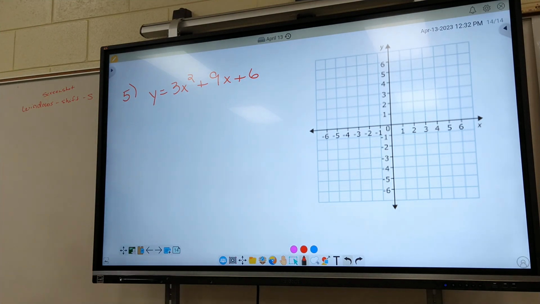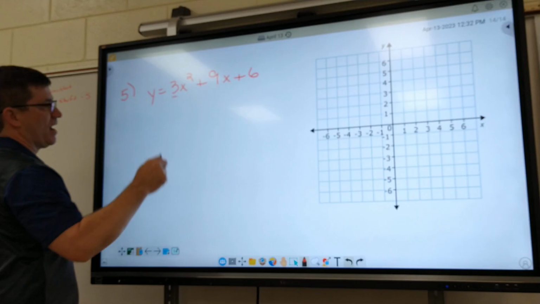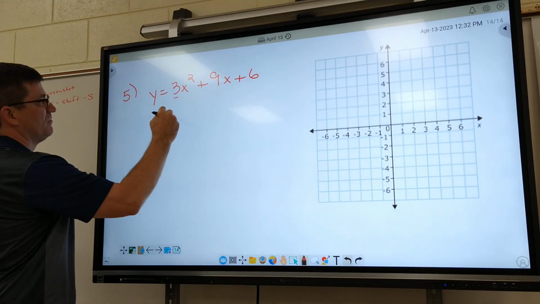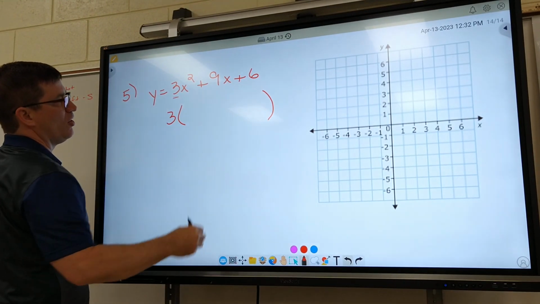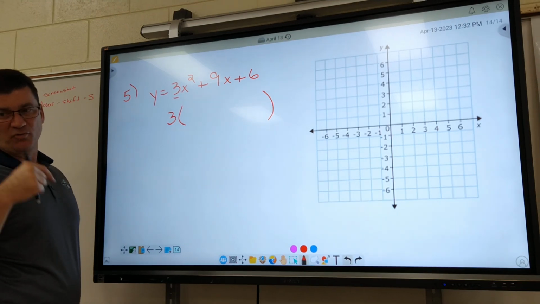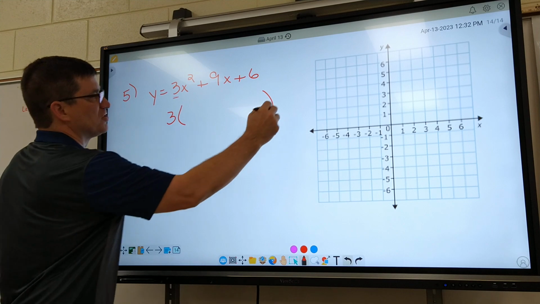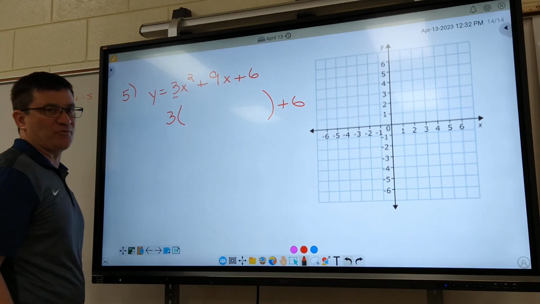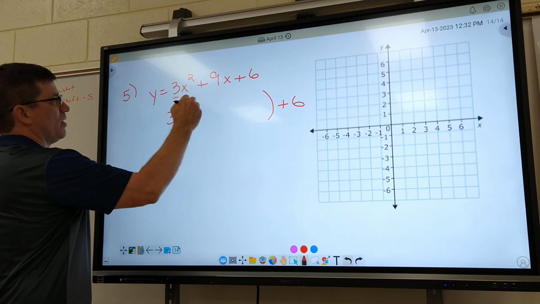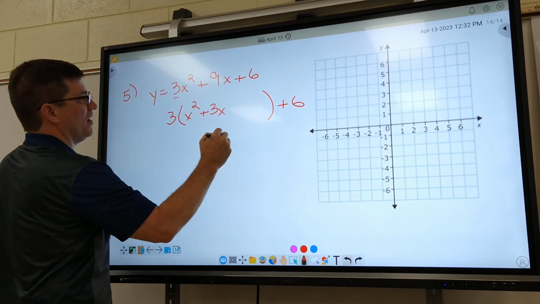Lane, you ready for 5? All right, Lane, I got a 3 in front of the x squared, so I got to divide by 3, right? So I divide by 3, but I only divide the numbers that are in the group by 3. Lane, what do I do with that plus 6? Move it out. Yeah, you just move it out. You don't divide it by 3. So I'm going to have x squared plus 3x right there.